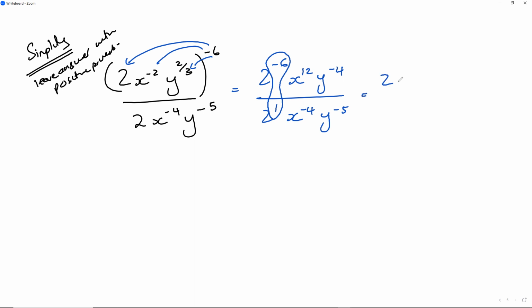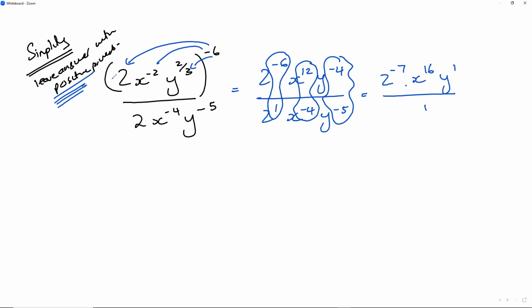So that's going to become 2 to the negative 7. 12 minus negative 4 is 16. That's going to be x to the power of positive 16. And negative 4 plus 5 is 1. That's y to the power of 1. This is all over 1.